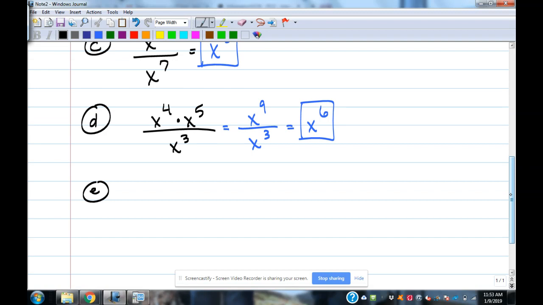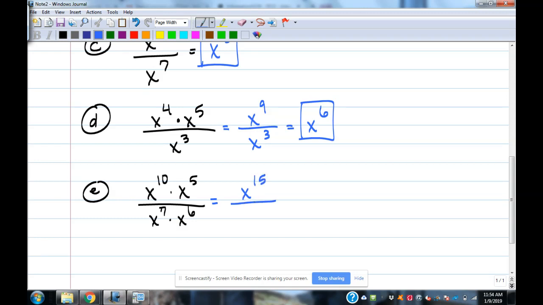Do another one. Let's say we had x to the 10th times x to the 5th over x to the 7th times x to the 6th. Maybe a little more stuff. But you've still got to think, okay, well, what do I do first? Okay, add the top. So that's going to be x to the 15th on the top.